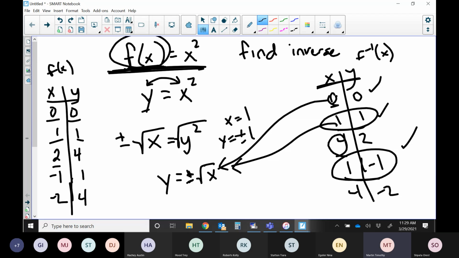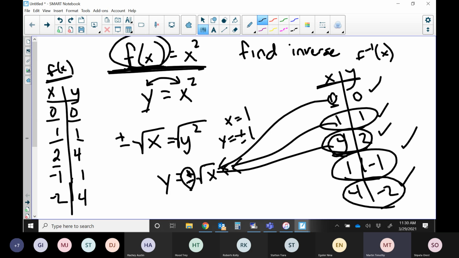Same kind of thing is going to happen with 4. If you put a 4 in, the square root of 4 is 2, but then you have plus or minus 2. So you get a 4 and you get a plus 2 or a minus 2. So this right here is the inverse of this. But the inverse is still not a function.